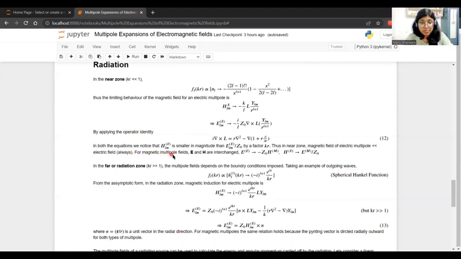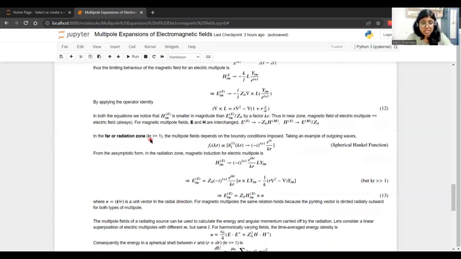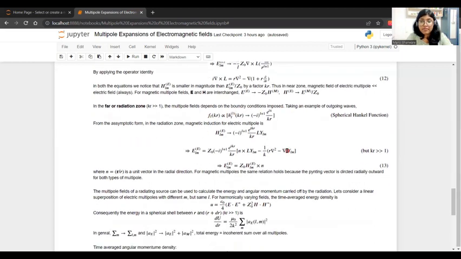For magnetic multipole fields, E and H can be interchanged, like as shown here. Now coming to the second condition, that is kr being much greater than 1, which is called the far or radiation zone. The multipole fields depend on the boundary conditions that are being imposed. Let's take an example of outgoing waves.